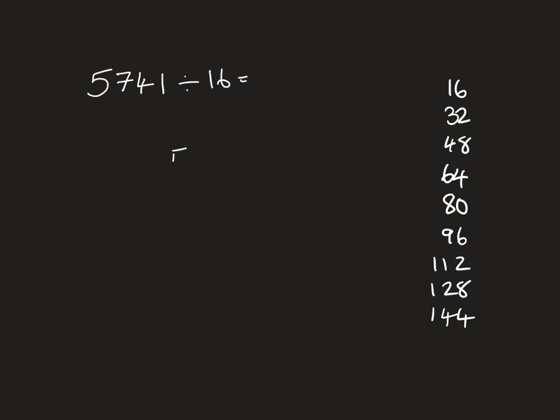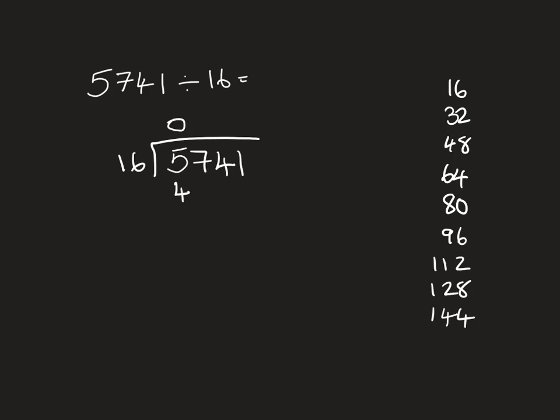So 5,741 divided by 16. First of all, I put a 0 above the 5 because there are no 16s in 5. And then I have the two numbers 57. So then I look down my 16 times table. What number is closest without going over? So the one closest to it is 48.